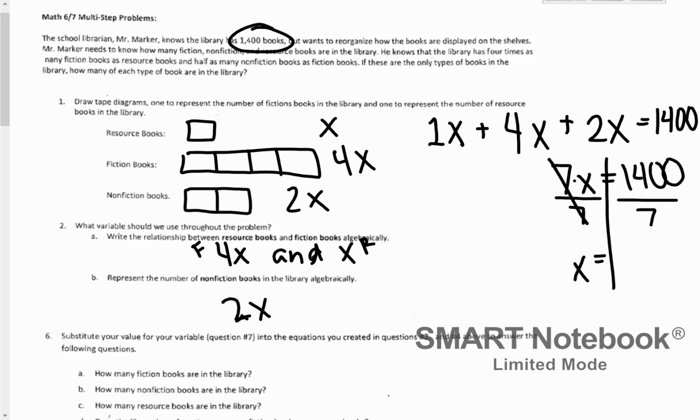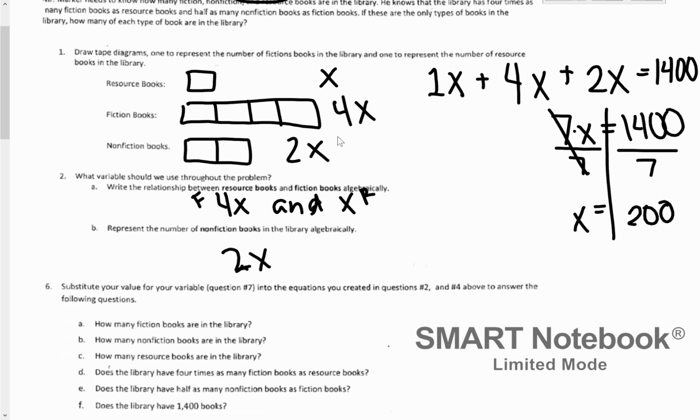On this left side, it cancels out. We get x equals 200. What this means, remember X means resource. So what this means is that there are 200 resource books in the library. So if we go down, that's what letter C is asking us.